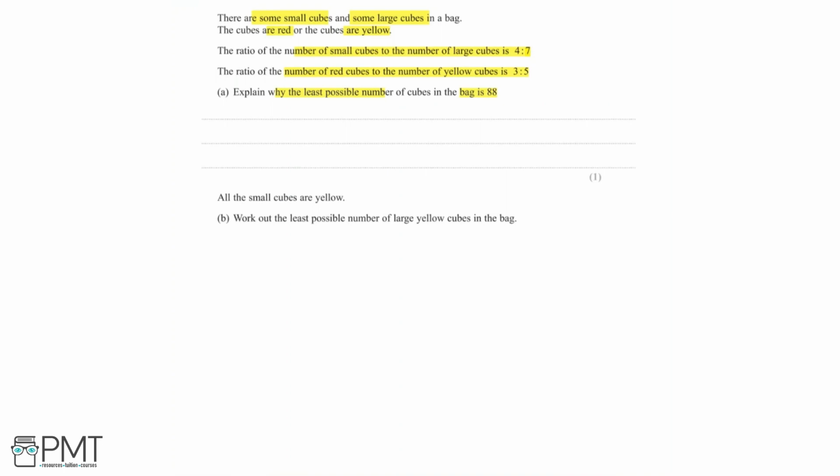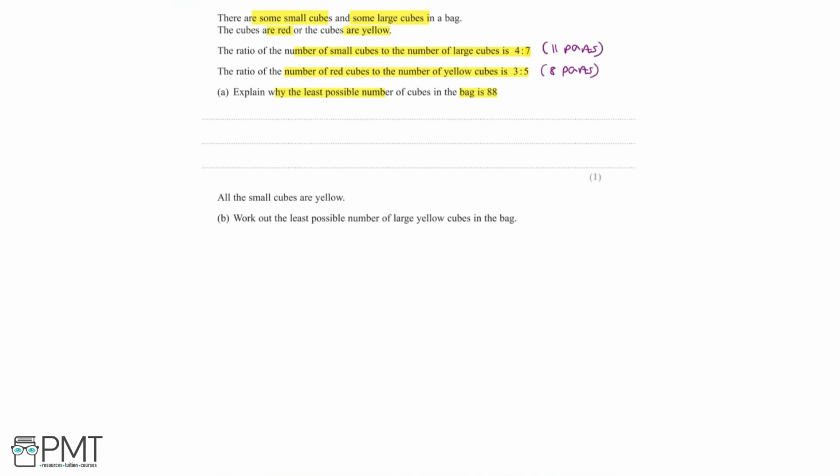Well, now we need to think about what these ratios mean. If the ratio of the number of small cubes to the number of large cubes is 4 to 7, we have a total of 11 parts, because 4 plus 7 is equal to 11. And if the ratio of the number of red cubes to the number of yellow cubes is 3 to 5, we have a total of 3 plus 5, which is equal to 8 parts.